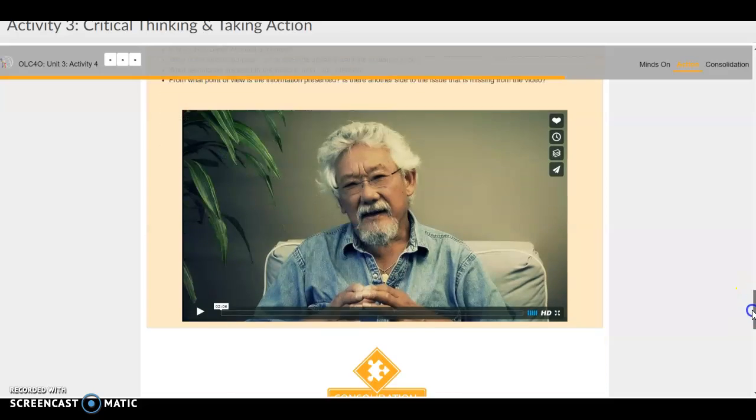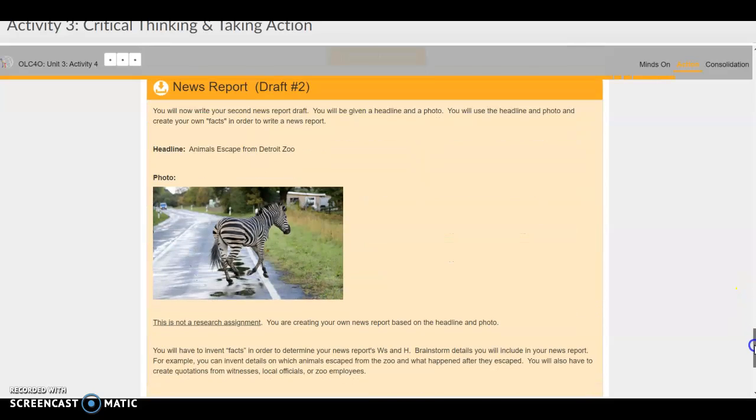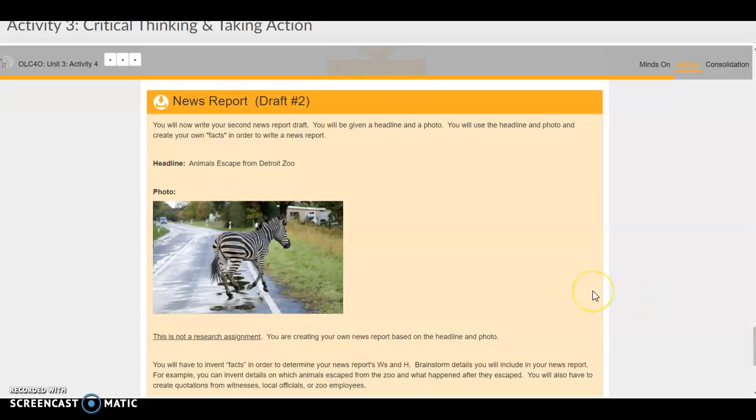All right, with that said, we get to consolidation and to our second assignment of this activity. And so you wrote a news report draft, draft number 1 in the last activity. So in this activity, you're going to be asked to do a second one. So you will now write your second news report draft. You will be given a headline and a photo. You will use the headline and photo to create your own facts.